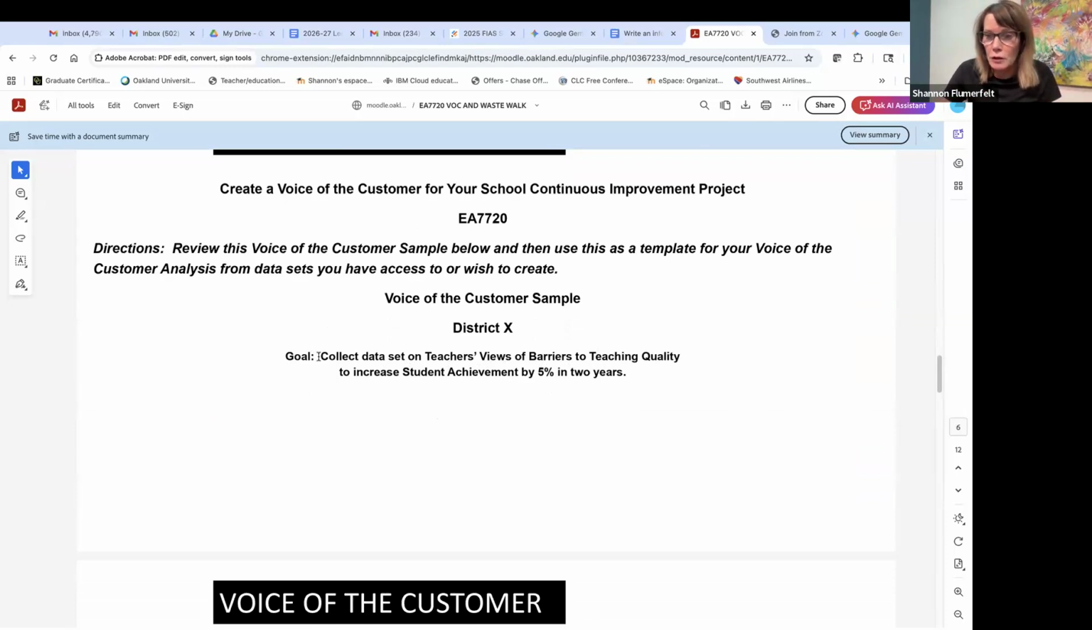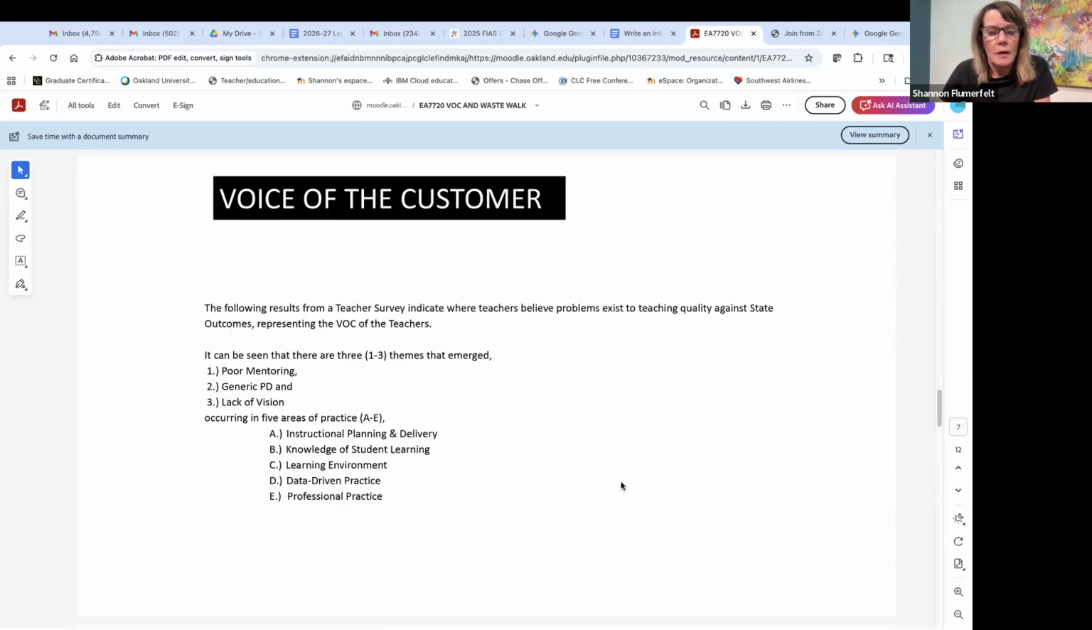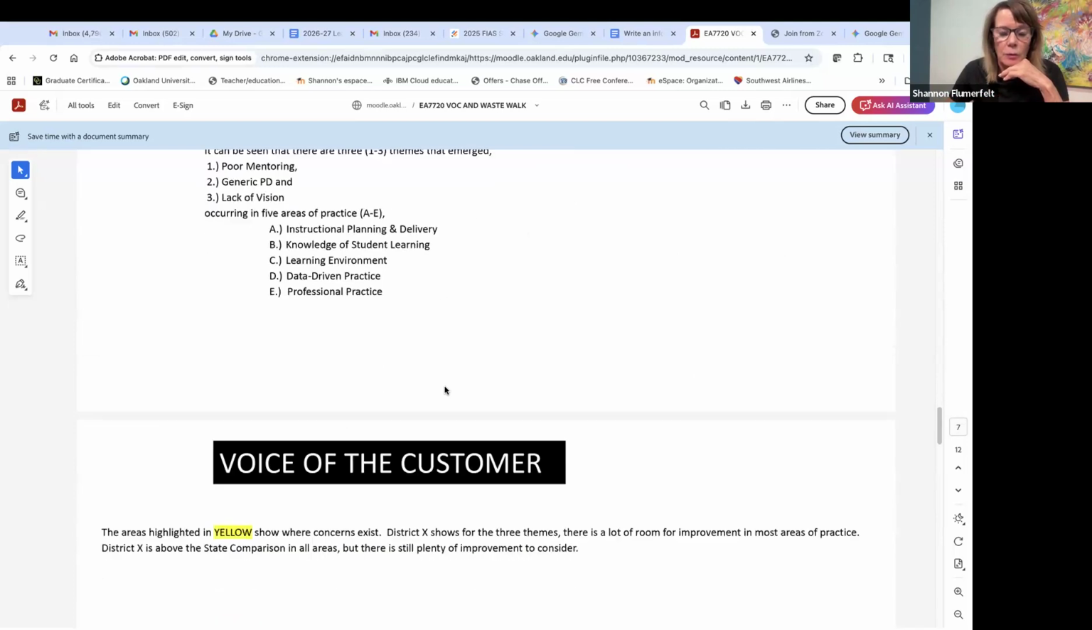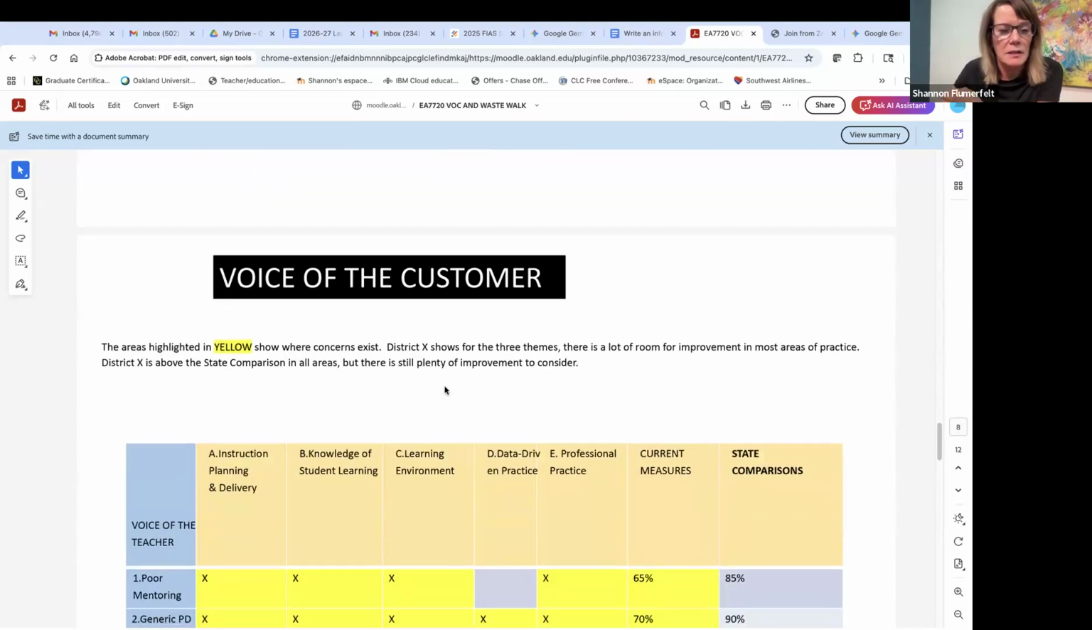So you can see this is a really good SMART goal. We have a timeline, we have an actual measure on it, we have something very specific and relevant that we can work on here. So the more specific you can be on your voice of the customer, the better off. And so we found these things. Again, this one is a similar example, but we have these areas of practice that are a little bit different: instructional planning and delivery, knowledge of student learning, learning environments, data-driven practice, and professional practice. Kind of similar, but slightly different lists.